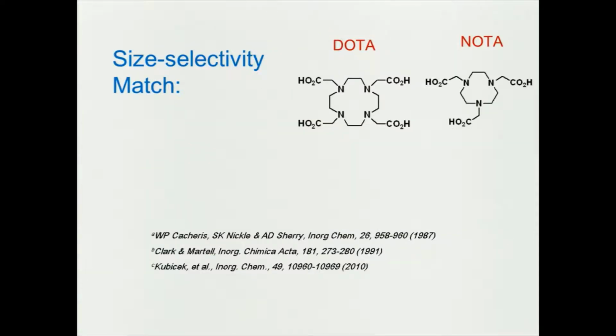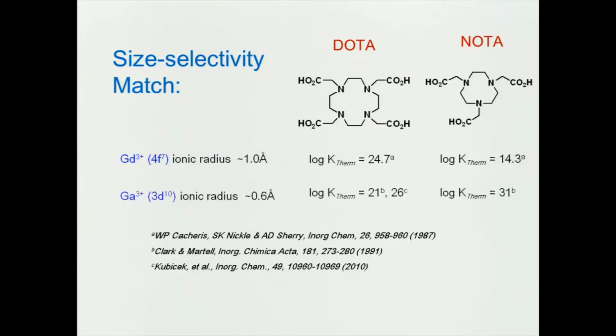So just to point out the size selectivity matching and how important this is, if we look at two of some of the most well-studied ligand systems, DOTA and NOTA, we know that, for instance, gadolinium is a great match for DOTA. When we look at the thermodynamic stability measurements, we see 24.7 for DOTA, and we see 14.3 for NOTA. That's an obvious thing related to the match, because if we switch over to a smaller radius metal, in this case gallium, it is perfectly matched to the cavity size of NOTA. It's not such a good fit for DOTA, but it still works.